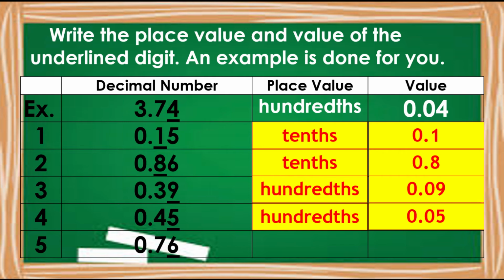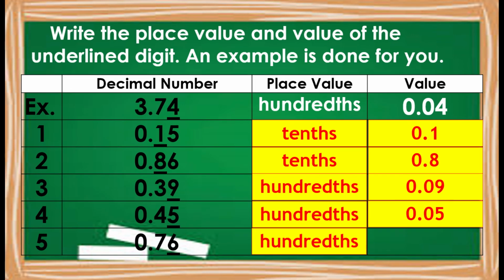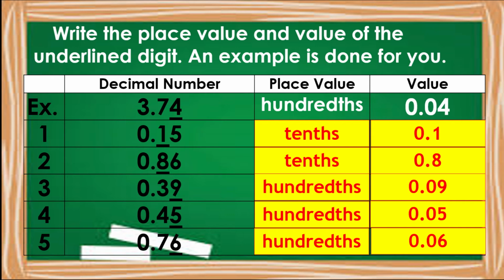For number 5, we have 76 hundredths. The underlined digit is 6. Its place value is hundredths and the value is 6 hundredths.